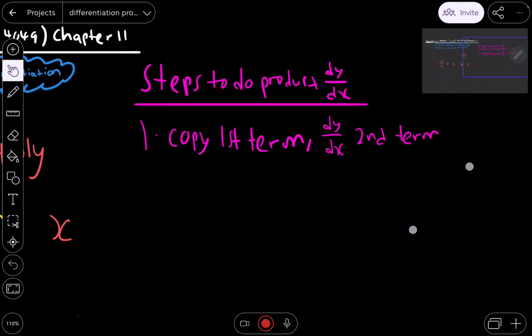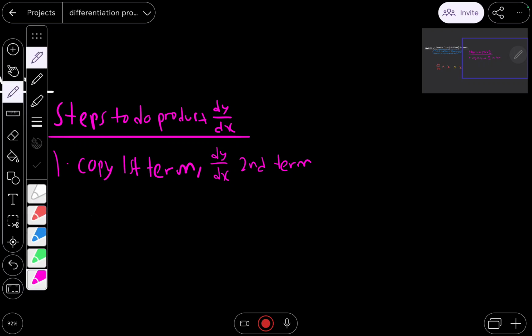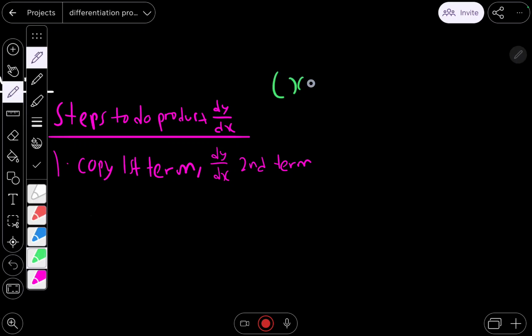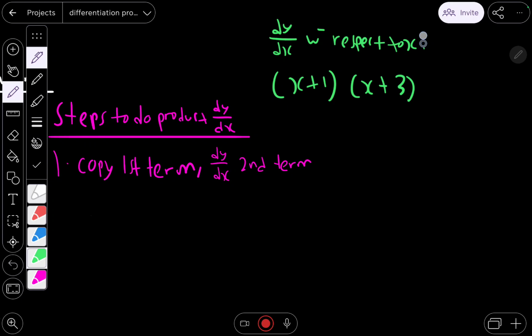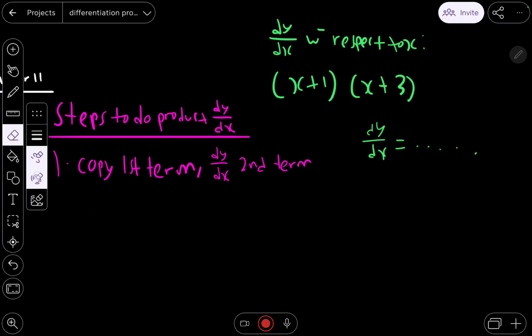Okay, so what do I mean? So let's say I have, I'll write it in green, these two terms and I ask you to differentiate the following with respect to x. So differentiate, I write dy dx as in short for differentiation. So differentiate with respect to x. So if I ask you to differentiate this, I'll write dy over dx equals to dot.